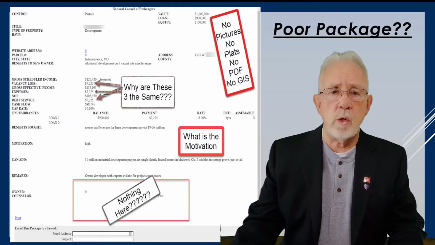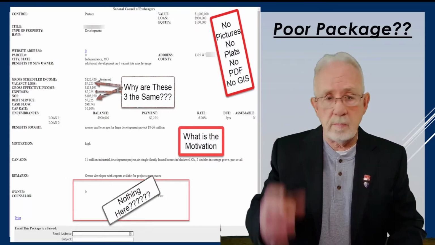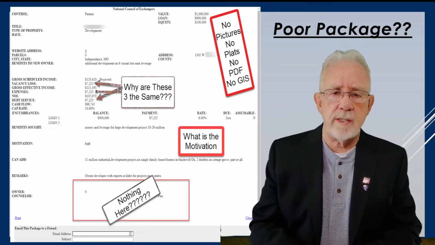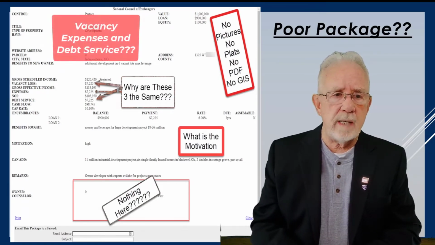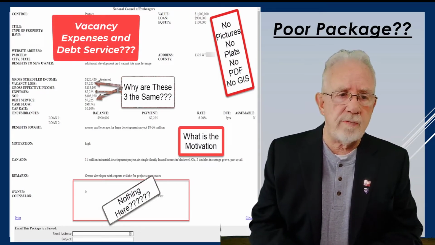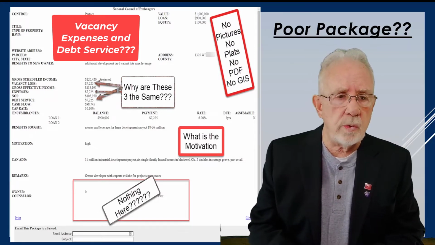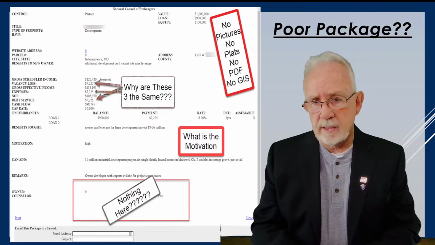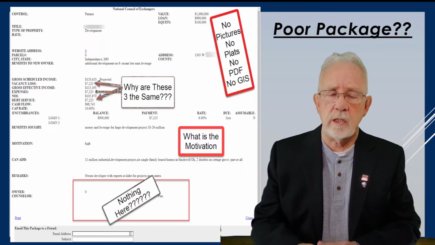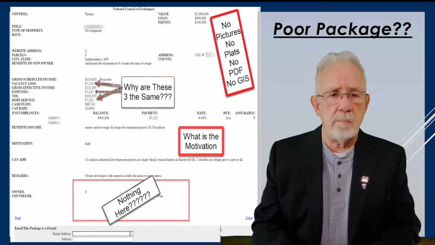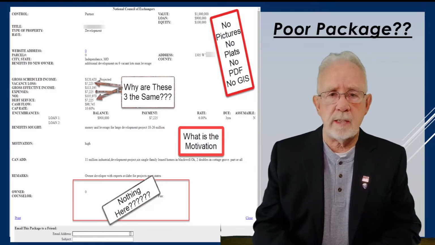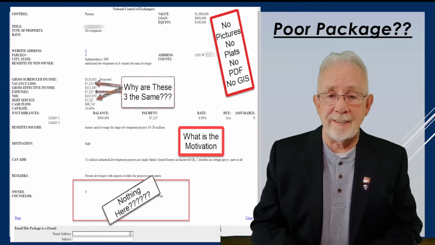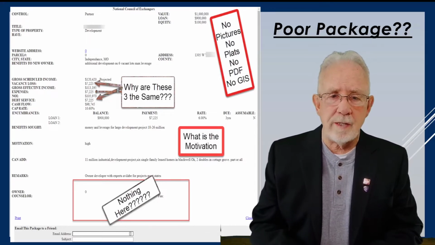Now here's a poor package. You see I've got on the box that why are these 3 the same? When it comes to vacancy factor and it comes to expenses and debt service, all 3 of those are the same on this package. So it looks like the package was just made up and some numbers were plugged in because the system will not let you put in the package unless you have something in these fields. So why are they the same?